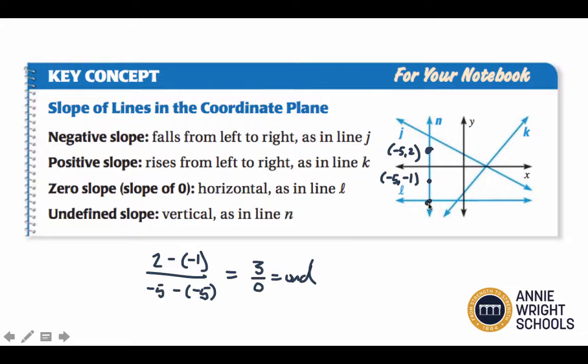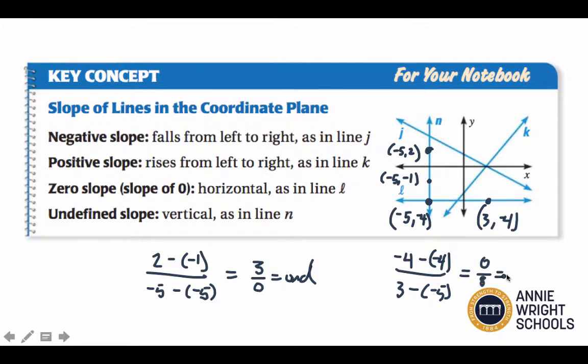If we did it for this point here, call that (-5, -4), and maybe this point over here, which might be (3, -4). If you were to take the slope between those points, it would be negative 4 minus negative 4 over 3 minus negative 5, and that ends up getting you 0 over 8, which is 0. So as long as you know that 3 divided by 0 is undefined and 0 divided by a number is 0, you don't have to memorize these.